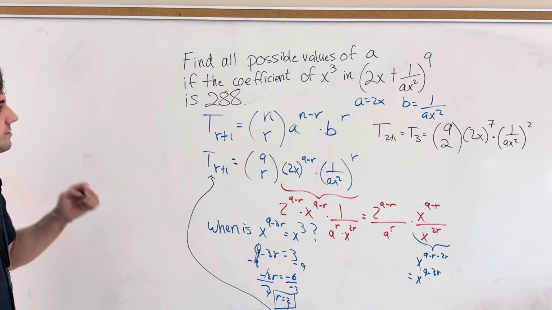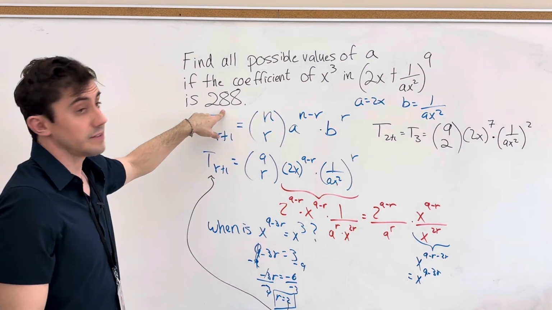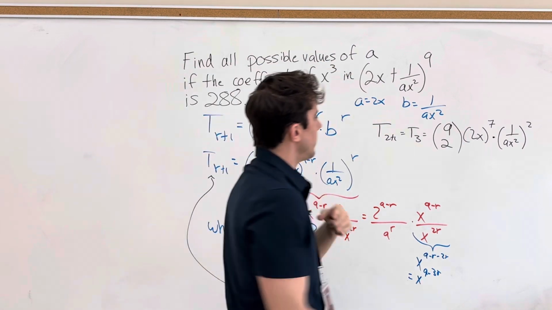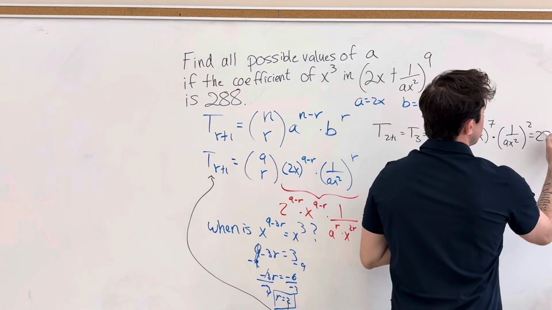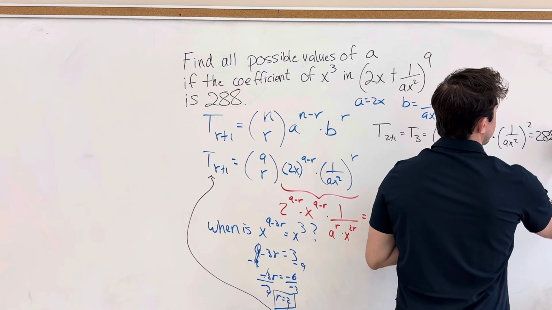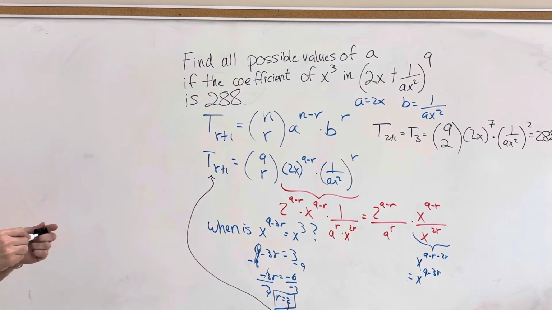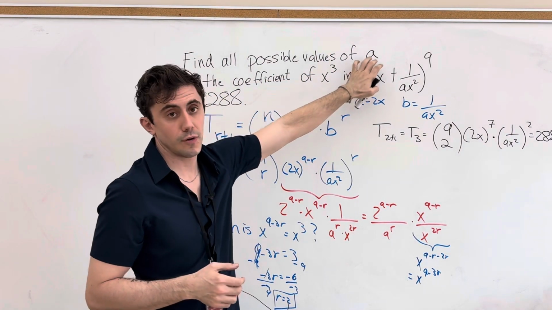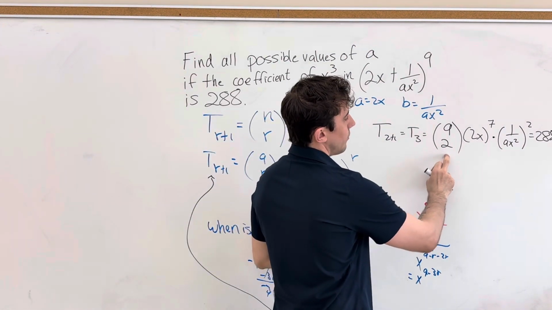And we found that that was going to produce something, namely 288 as the coefficient times x cubed. And so that third term we know is going to be 288x cubed, okay? And that is what will allow us to set up an equation to solve for a, because in the end, we want to solve for all possible values of a. And so that means that now we can set this up.